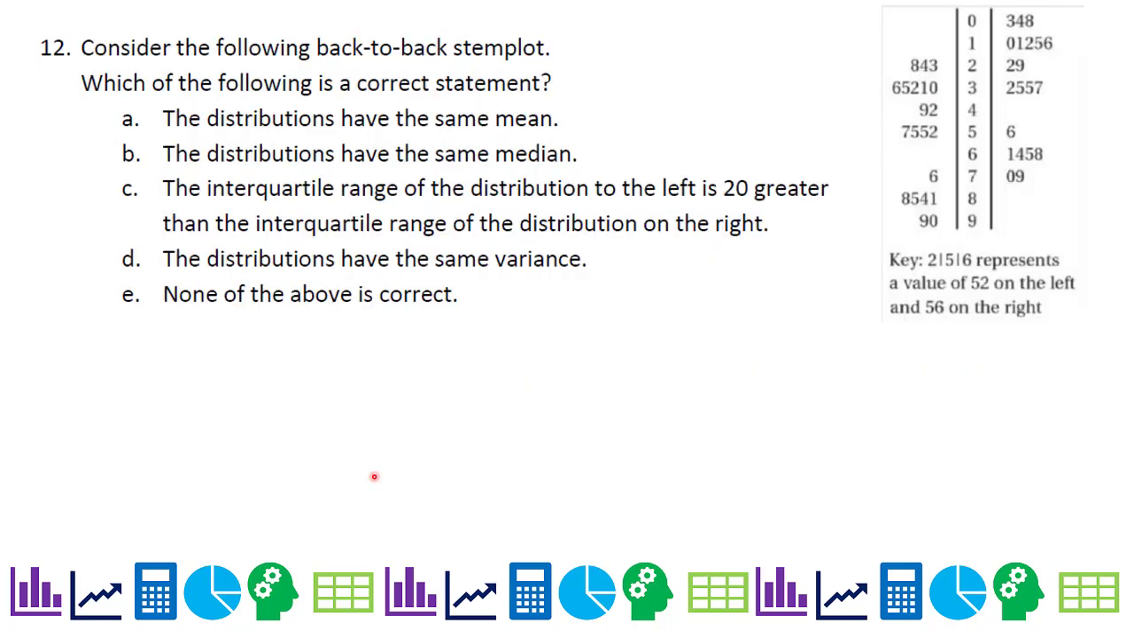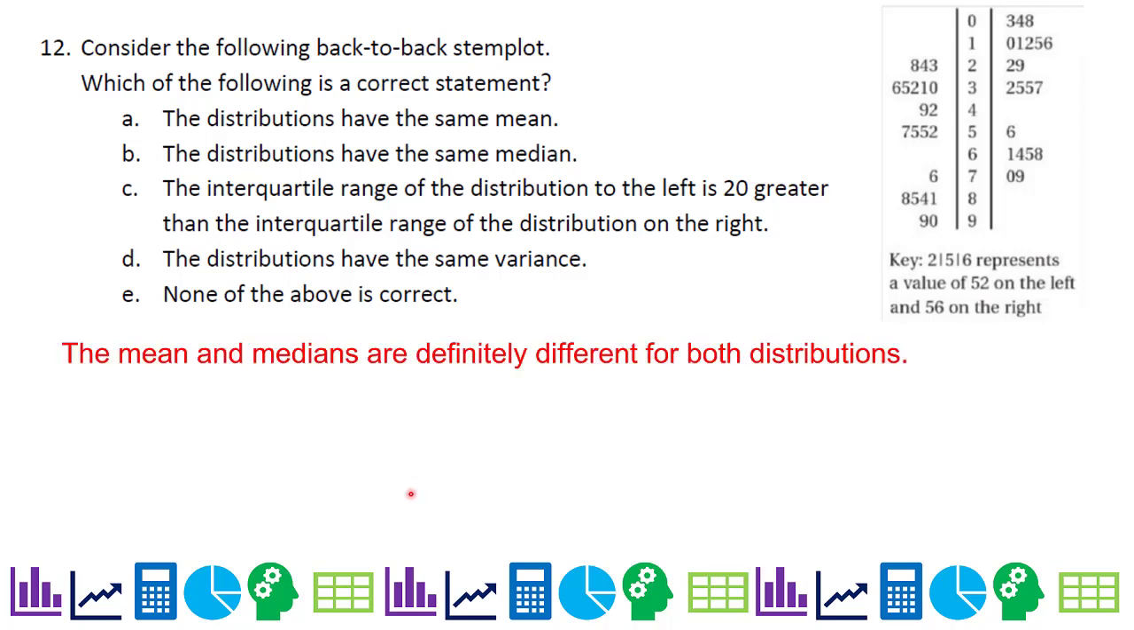Number 12, considering the following back-to-back stem plot, which of the following is a correct statement? The distributions have the same mean, the distributions have the same median, the IQR to the left is 20 greater than the IQR to the right, the distributions have the same variance, and then none of the above is correct. So the means and medians are definitely different for both distributions, because you can see that the one on the left has higher values than the one on the right. And that would affect both the mean and the median.